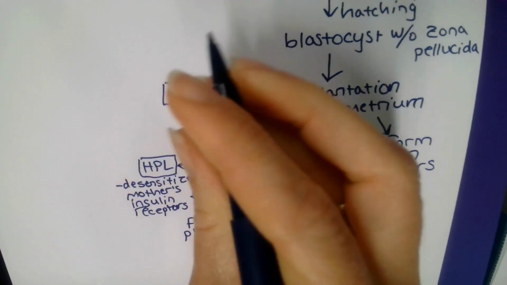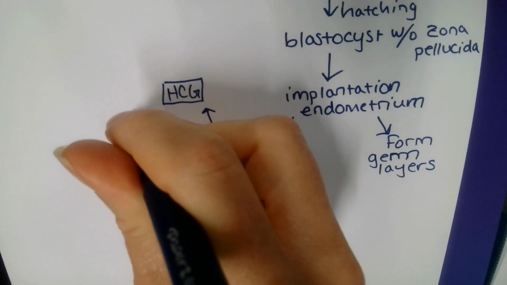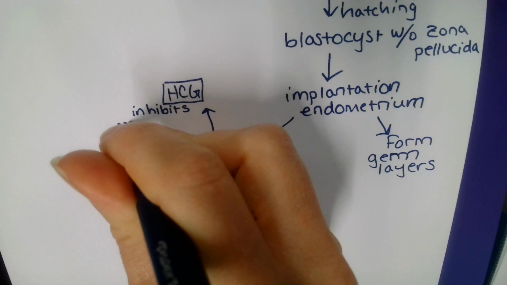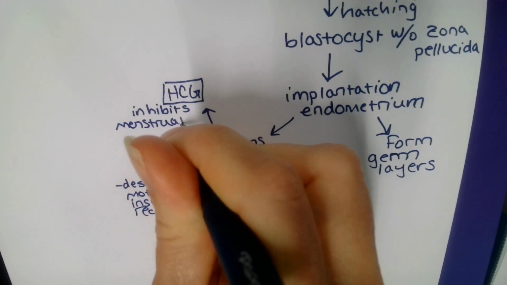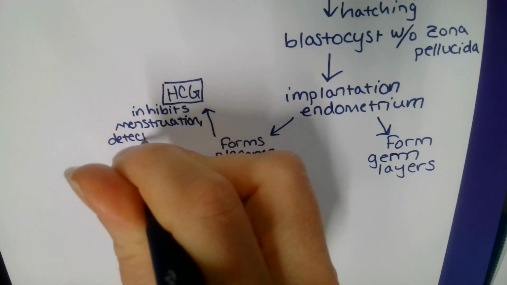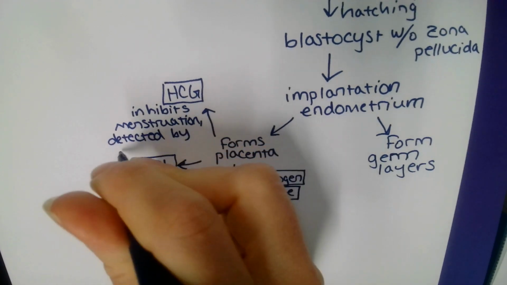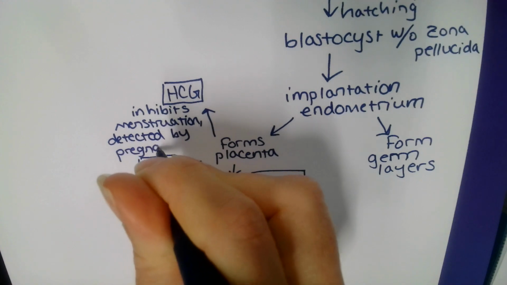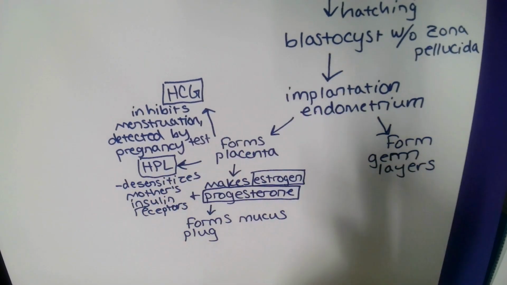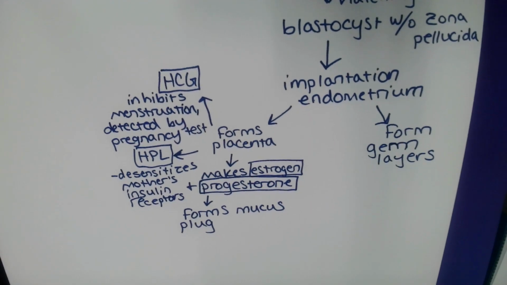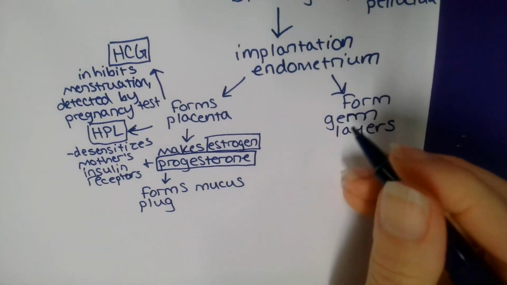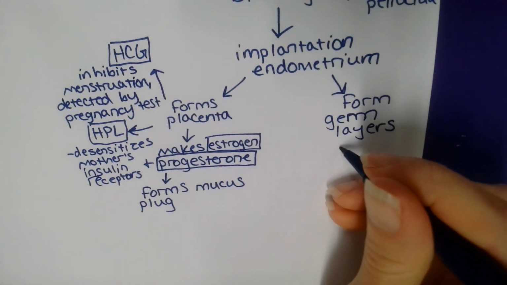This is going to do a lot of things to support the pregnancy. A big thing it does is it inhibits menstruation, and it is what is detected by a pregnancy test. If you have HCG in your body, you have a placenta in your body. All right. So now we're going to talk about those germ layers. These are going to turn into all the parts of your body.